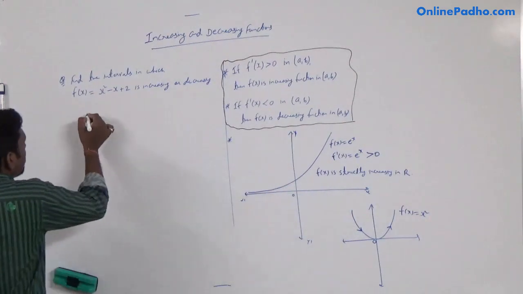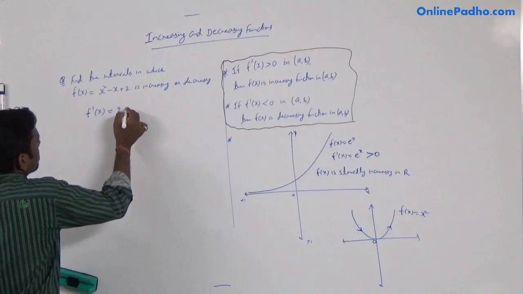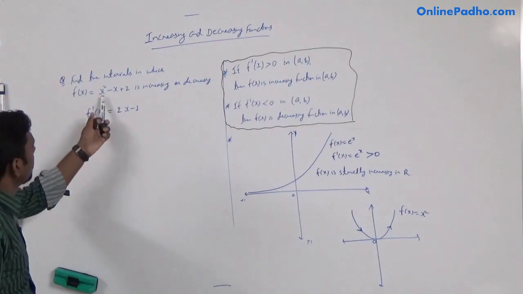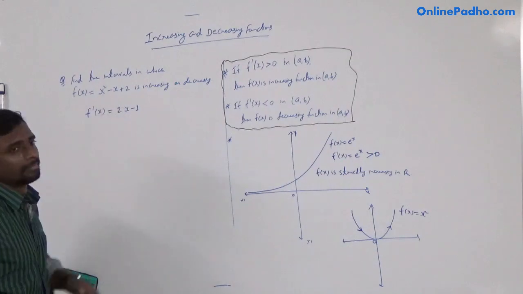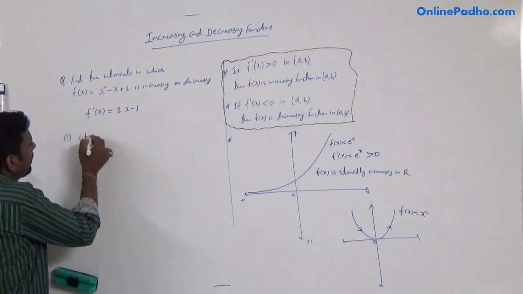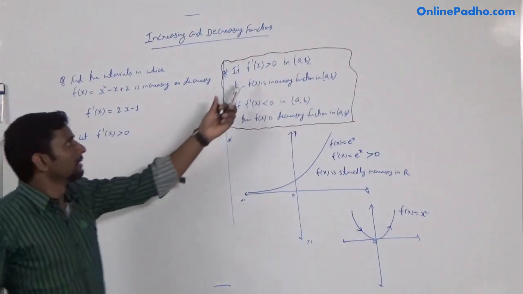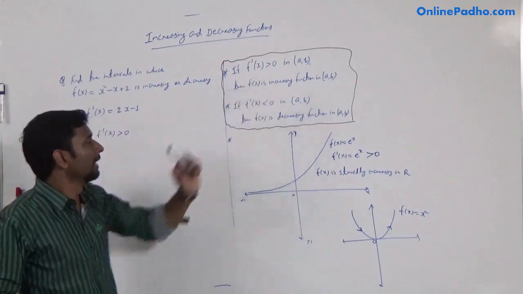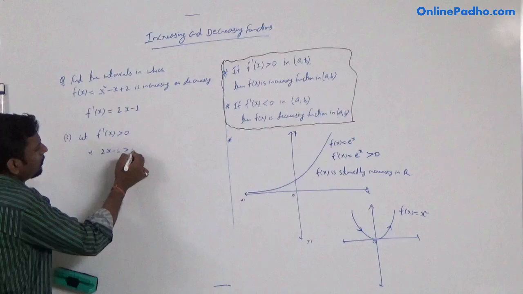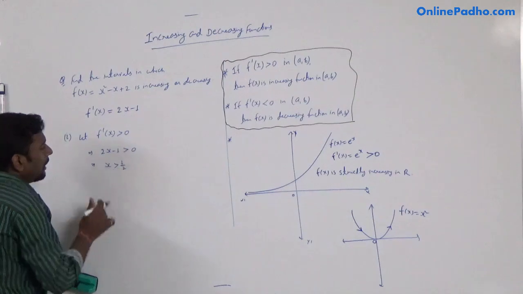So first we have to find f dash x, equal to what? 2x minus 1. If you find the derivative of this function, it becomes 2x minus 1. The derivative of x square is 2x and the derivative of x is 1. Now, first point, let f dash x be greater than 0. If f dash x is greater than 0, then f x is increasing. So 2x minus 1 greater than 0, so x is greater than 1 by 2.